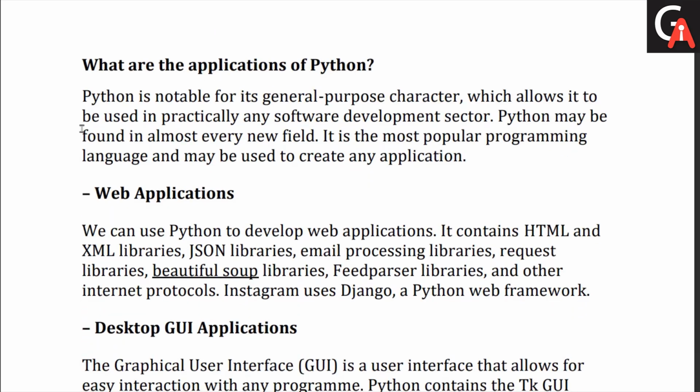Next, what are the applications of Python? Python is notable for its general purpose character, which allows it to be used in practically any software development sector. Python may be found in almost every new field. It is a most popular programming language and may be used to create any applications. So these are the applications of the Python programming language.